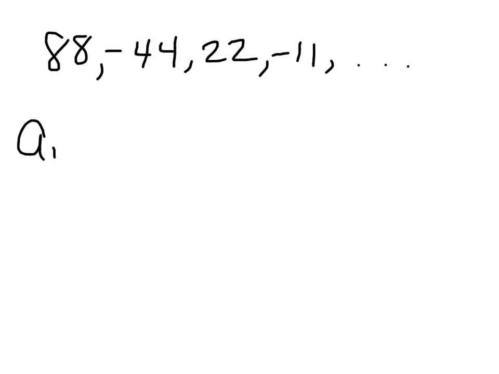88, negative 44, 22, negative 11, bop, bop, bop. I want the rule first. So, what's A1? Okay, hold on. What's A1? 88. All right, now, the question from Amanda was, am I multiplying it by 2, or what did you say? Dividing it by 2?